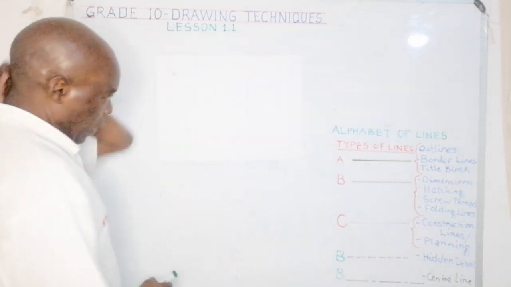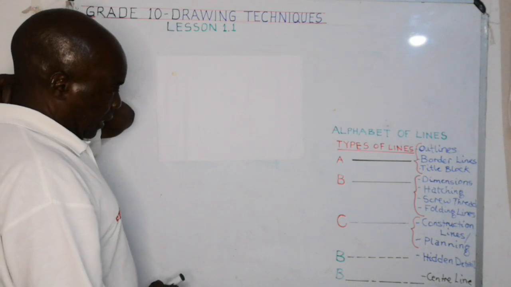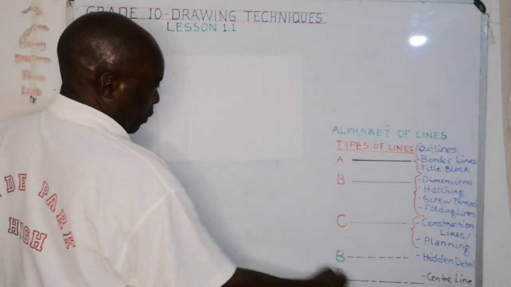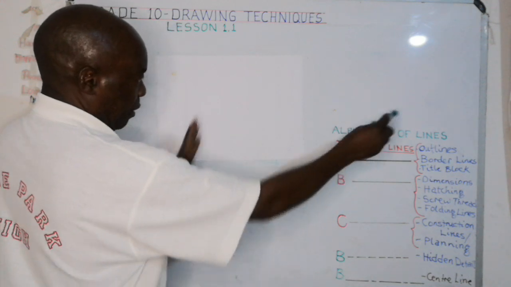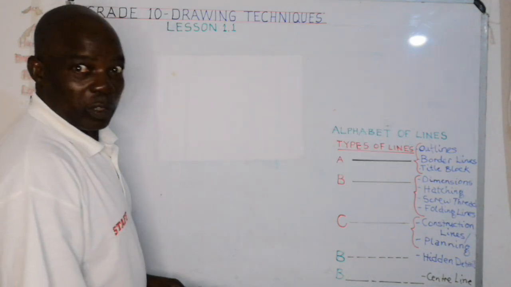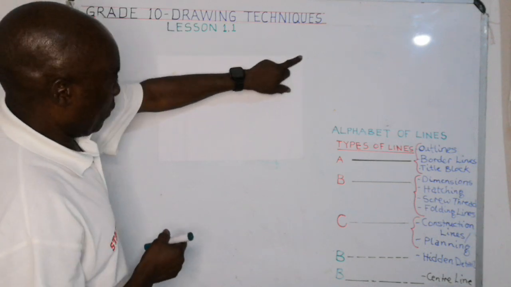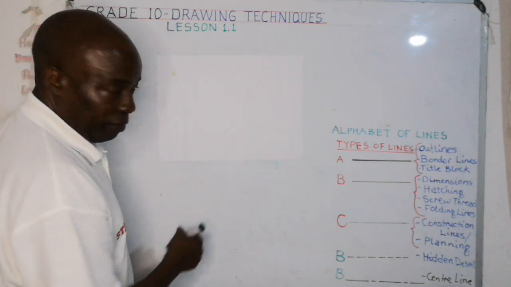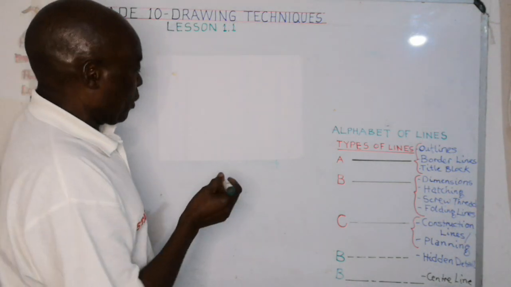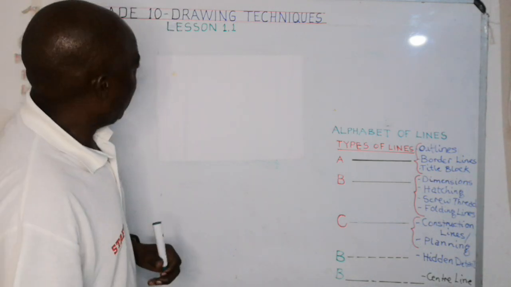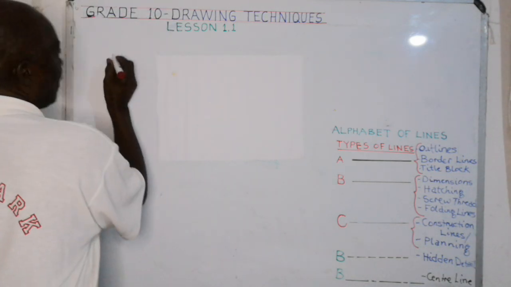Right, I'm now continuing. Last time in the previous video, these were not visible enough because I just forced them on a very small space. So I'm now redoing it on this wider space. I've erased everything that I had. So it's still alphabet of lines. Let me write that title again.